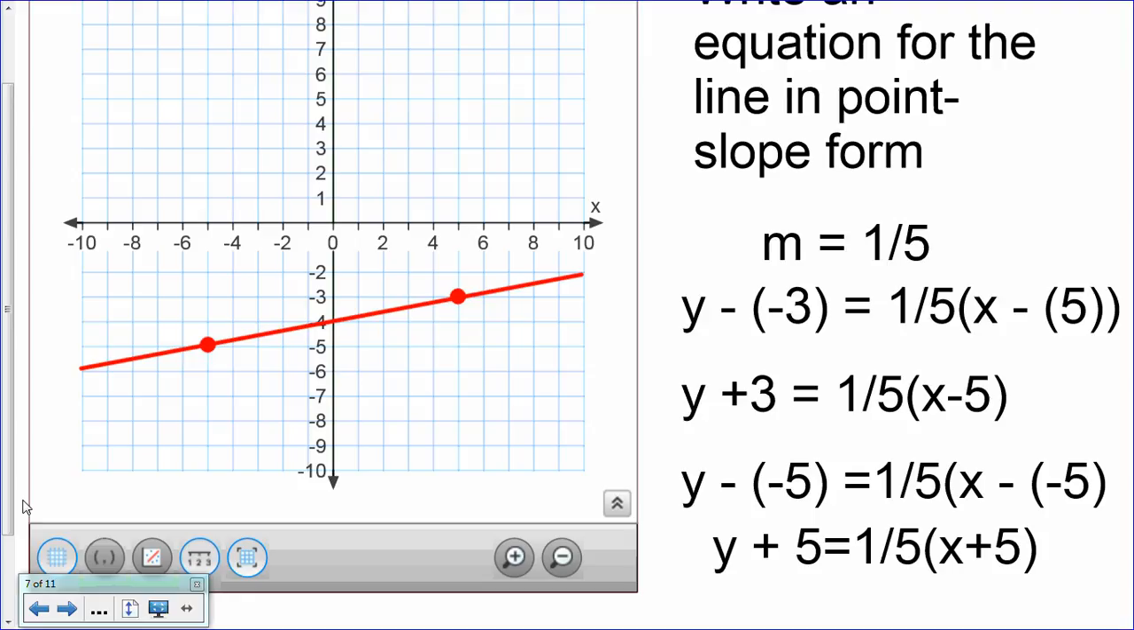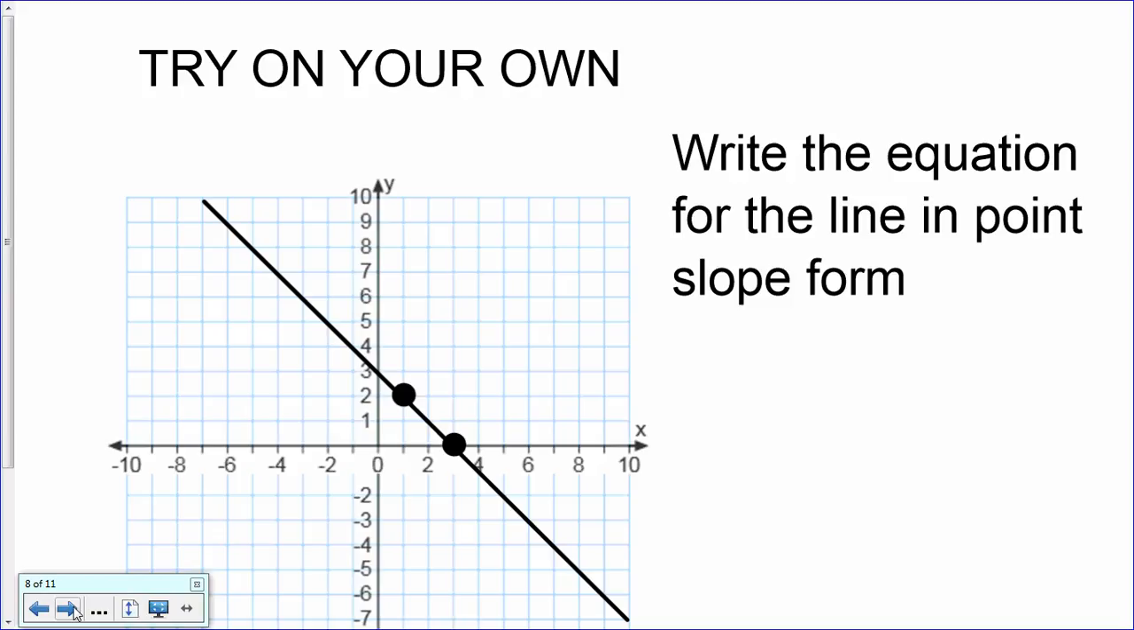I mean, don't get me wrong, you could do it if, worst case scenario, that's the only point you had. However, if there's another point, try to pick the other point. Okay? So now you're going to try this one on your own. Like I said, I would not pick this point to be in your point slope form. I'd pick this one, which kind of limits it. So you're going to find your slope, you're going to find your point, and you're going to write it in point slope form. Okay? So try that one on your own. You can pause the video or you can come back to it. We will go over it in class.